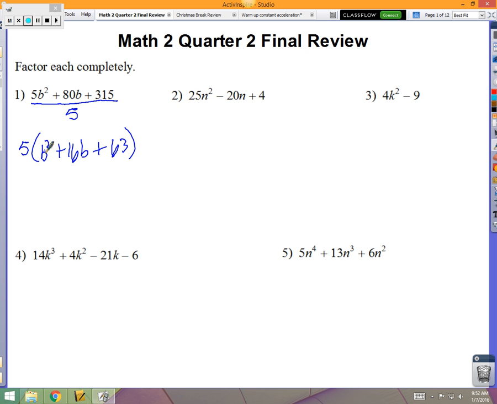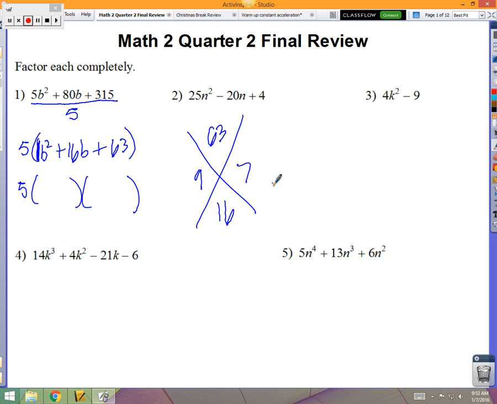So now once you've reduced it, this is not going to be too bad. If ever your a is 1, if it starts with 1, then chances are you can factor without too much stress. So what we're looking for, remember the template we did a long time ago, something that times and gives you the C or the 63, but it's got to add and give you the middle. So it adds and gives you B. So what two numbers times and give you 63, but at the same time will add and give you 16, and those are 9 and 7.